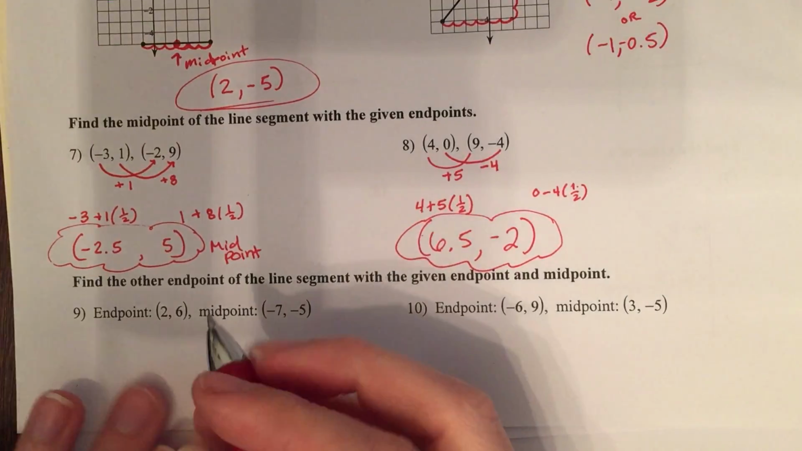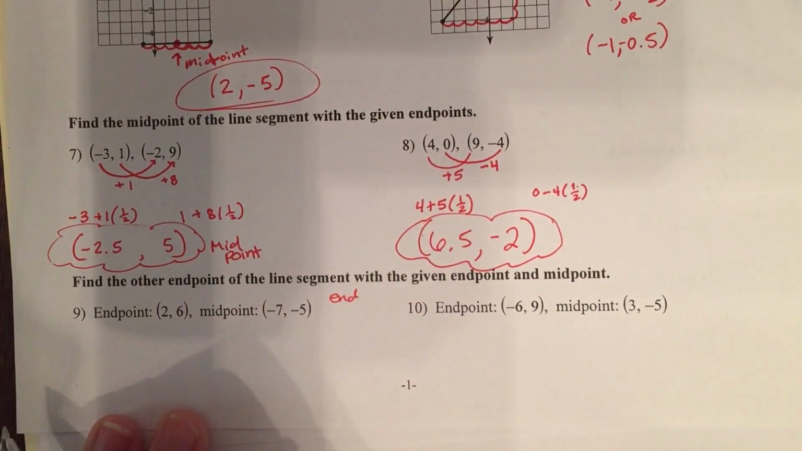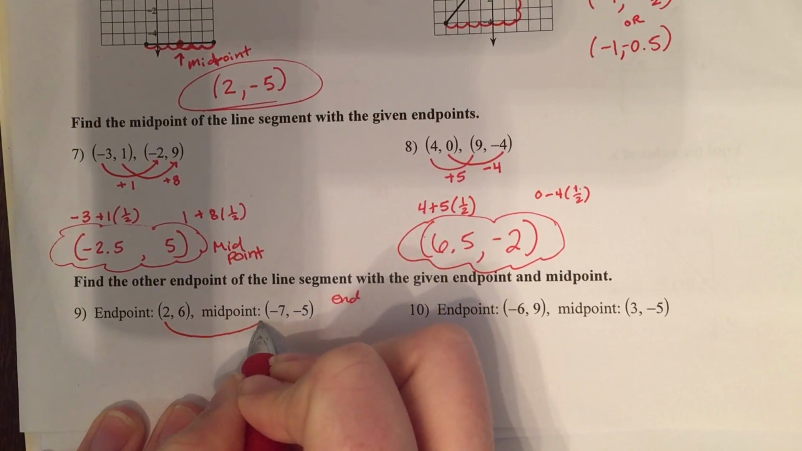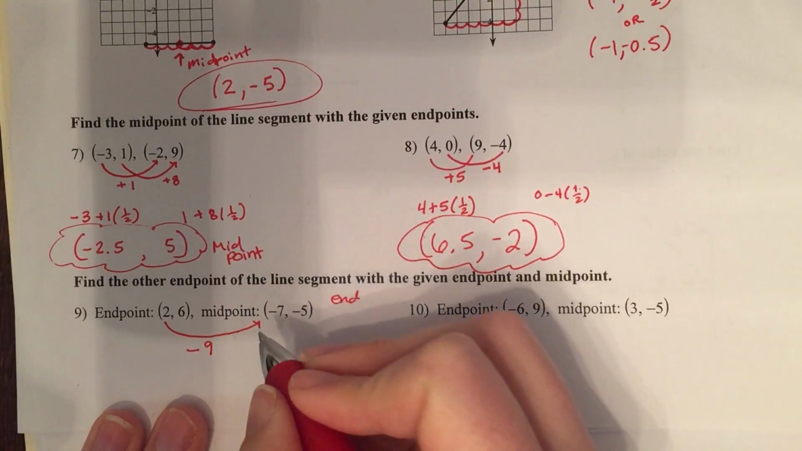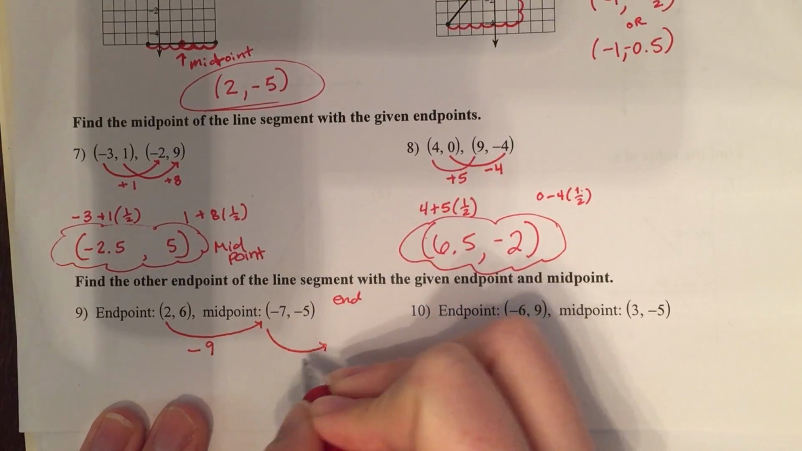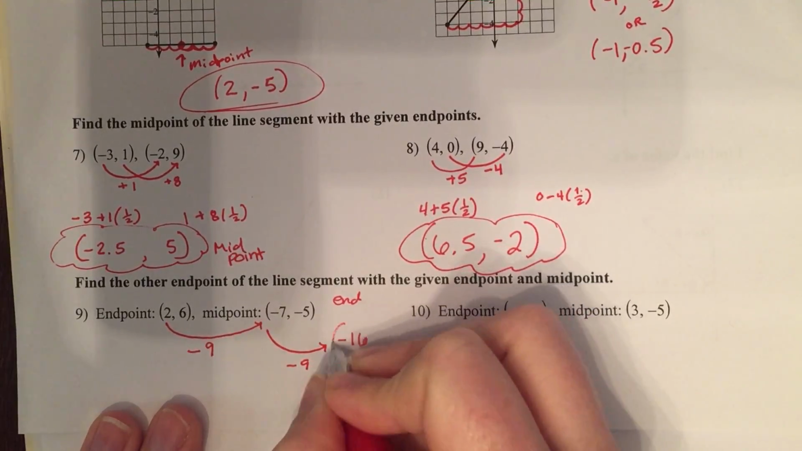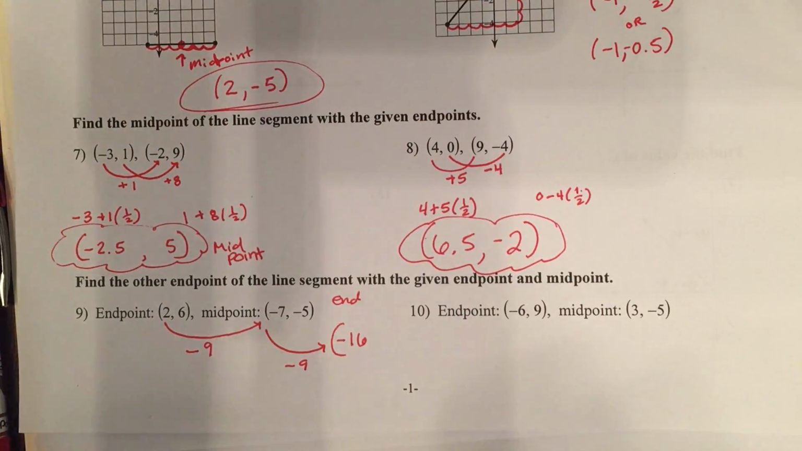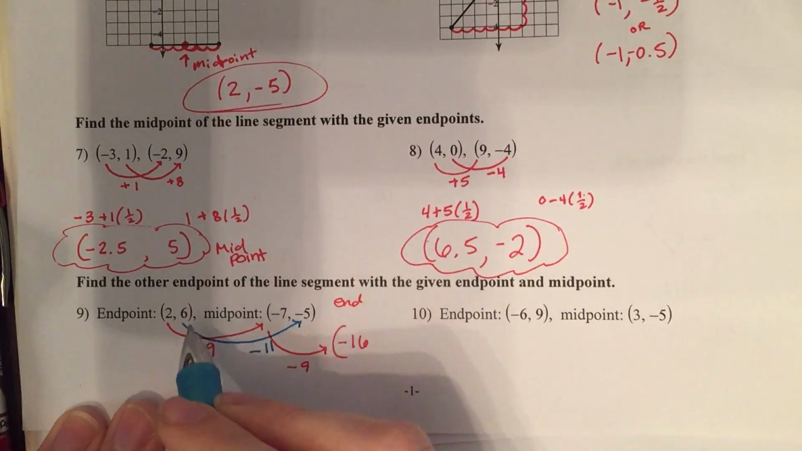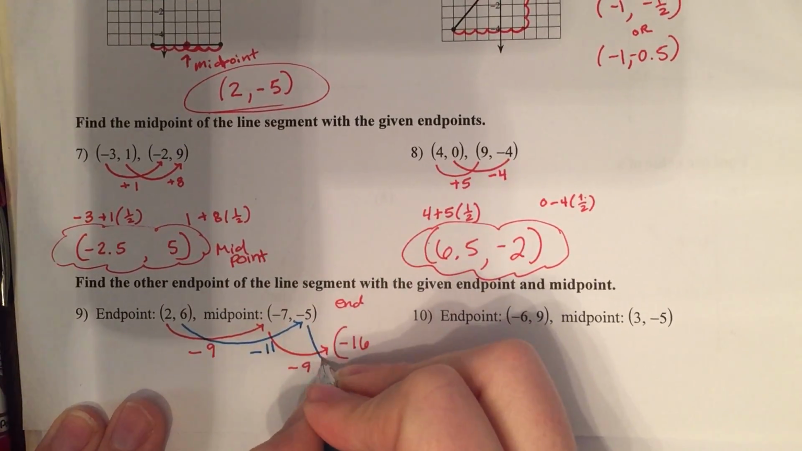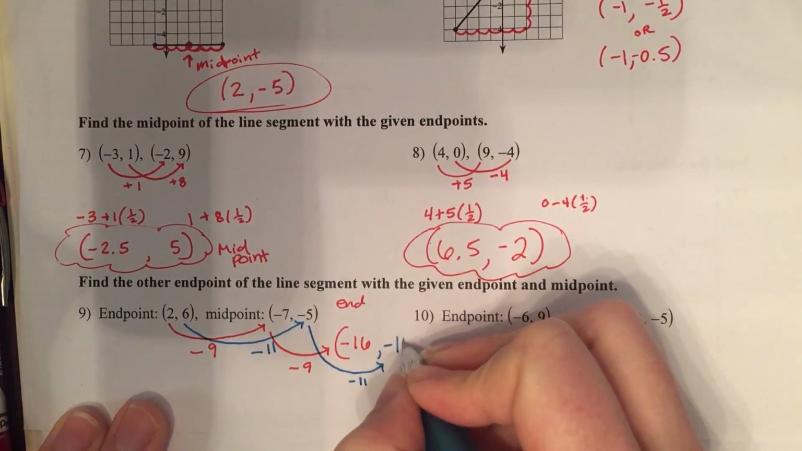Find the endpoint. If this is an end and this is the middle, I need to find my second end. We're going to basically play leapfrog. 2 to -7 means I have to minus 9. So I'm going to minus 9 again. -7 minus 9 would be -16. 6 to -5, I'd have to subtract 11. And then to find that next point, I subtract 11 again, which would become -16.